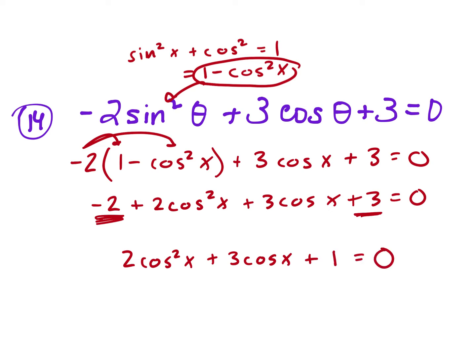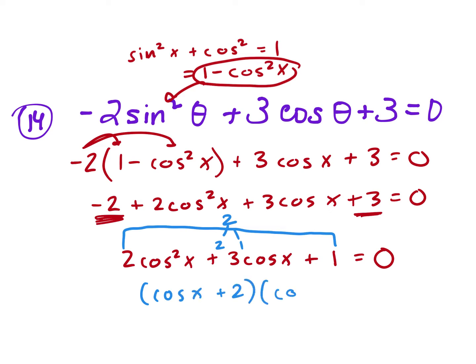Now I can factor. So what do I have to do first to factor this? Awesome. Since I start with a number that's not 1, I have to multiply the first and the last. So this would be 2. What are 2 factors of 2 that add to 3? 2 and 1. So I have cosine plus 2 and cosine plus 1.